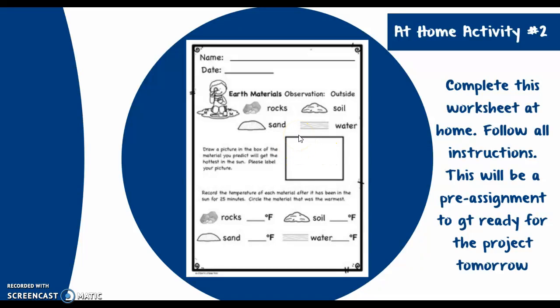For the second part of activity 2, I would like you to guess the temperature that you think the different outside materials would be if they were in the sun all day. Write your guesses next to each material.